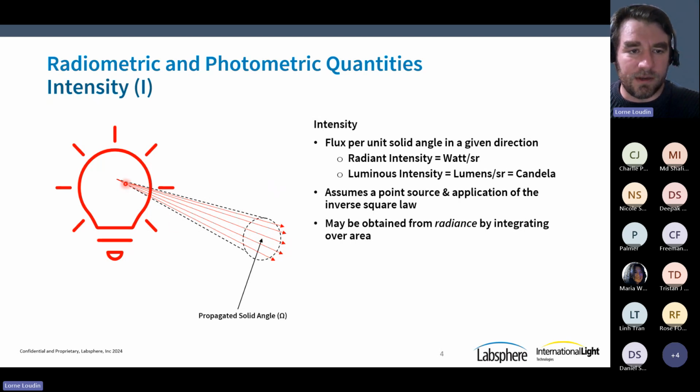And so we have some power propagating through a solid angle. I'm trying to represent that here. Radiant intensity is defined as watts per steradian, and luminous intensity is lumens per steradian, and lumens per steradian is equal to the candela. So when defining intensity, we do assume a point source. We don't measure intensity, but we can obtain intensity from a radiance measurement if we integrate over the area. And I will touch on radiance in a few more slides.